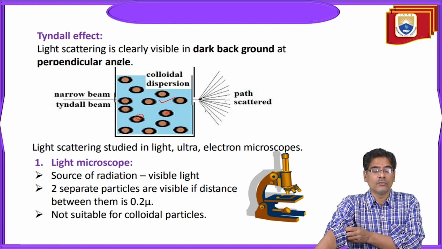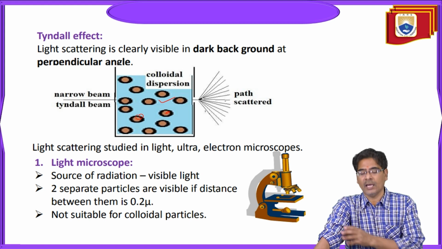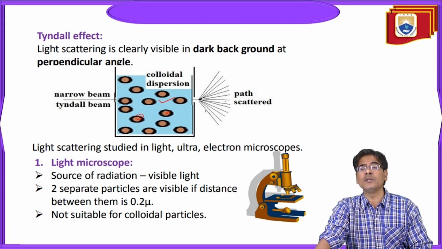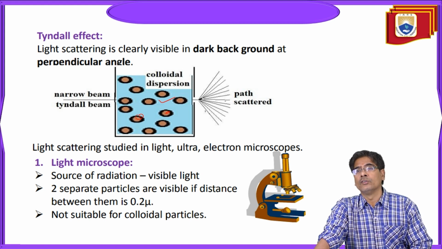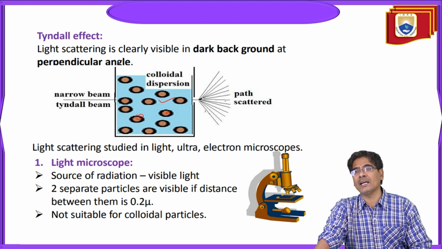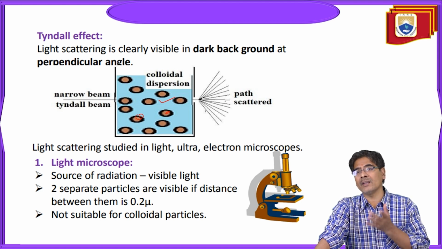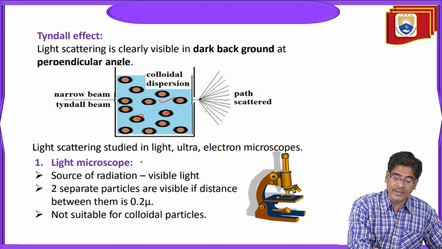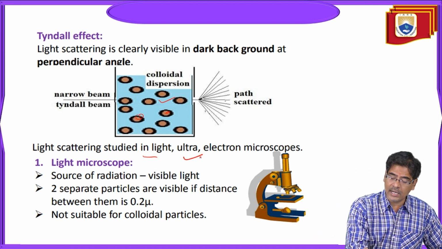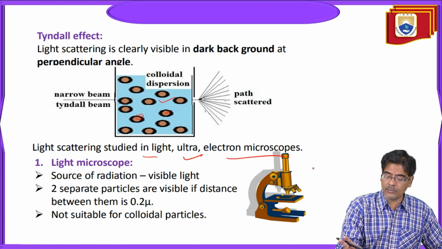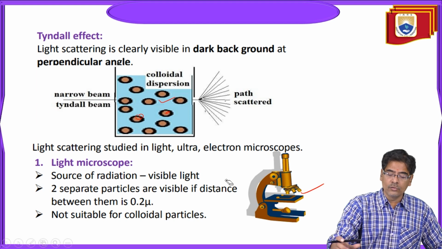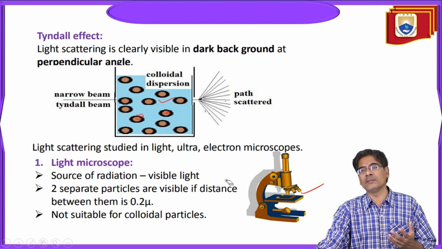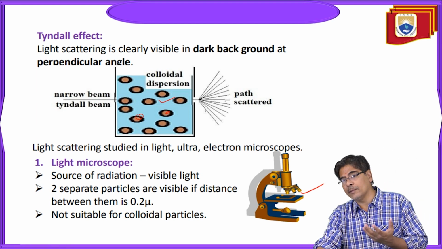So as we see, light scattering is clearly visible in a dark background at a perpendicular angle. Where can this light scattering be studied? Light scattering can be studied in the light microscope, the ultra microscope, and the electron microscope.